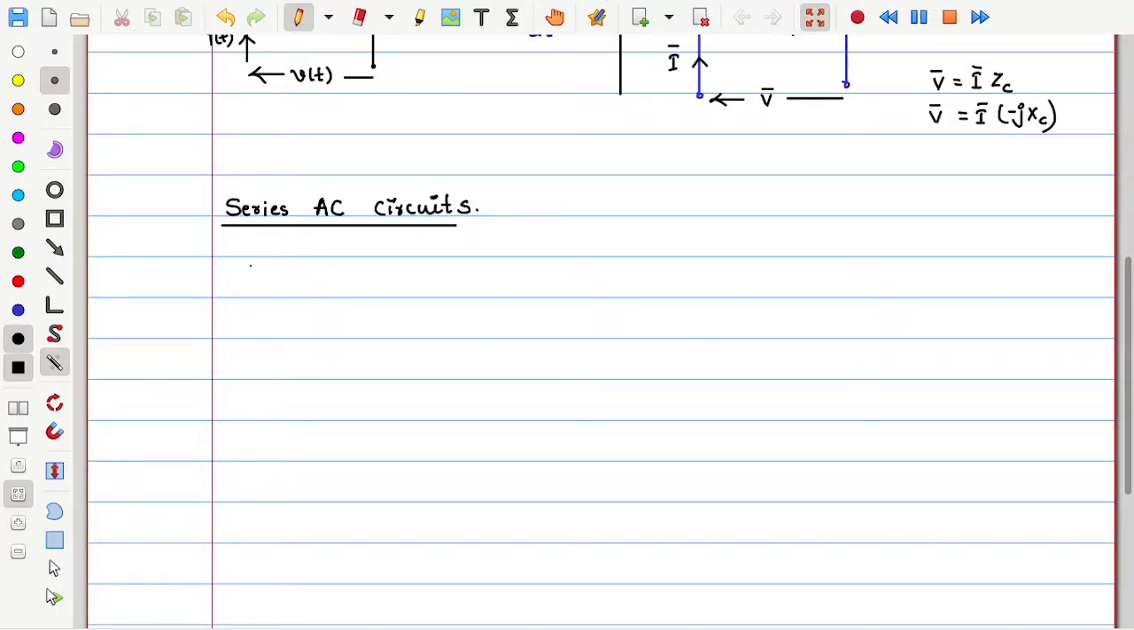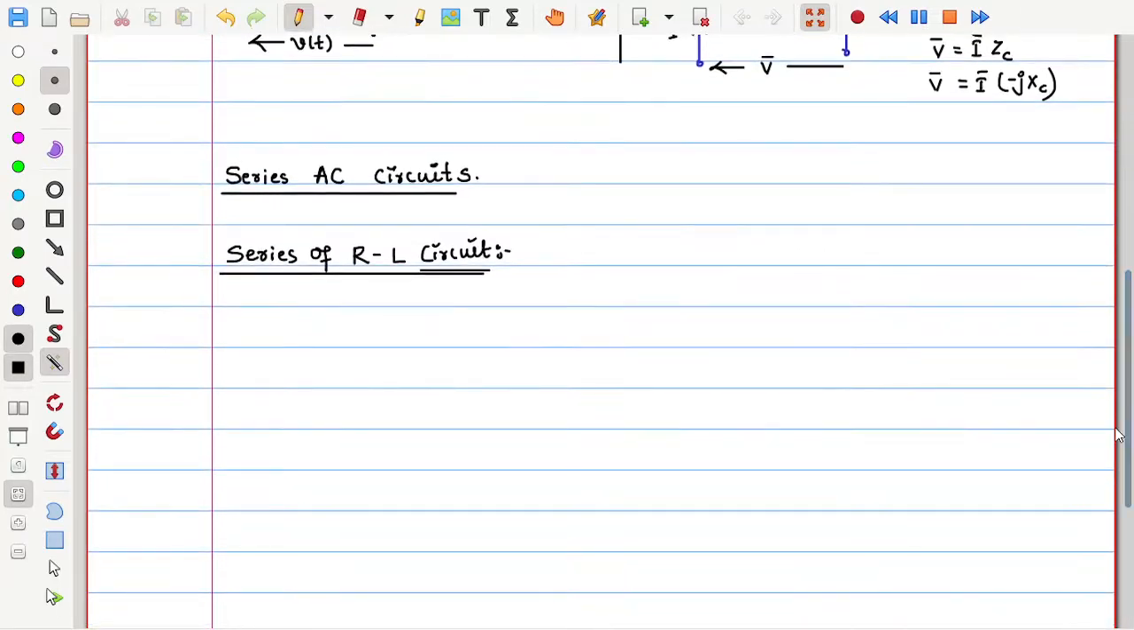In this, first let me take the series combination of resistance and inductance, the series RL circuit. Now, let me take the time domain circuit initially, then I will try to take its frequency domain circuit.